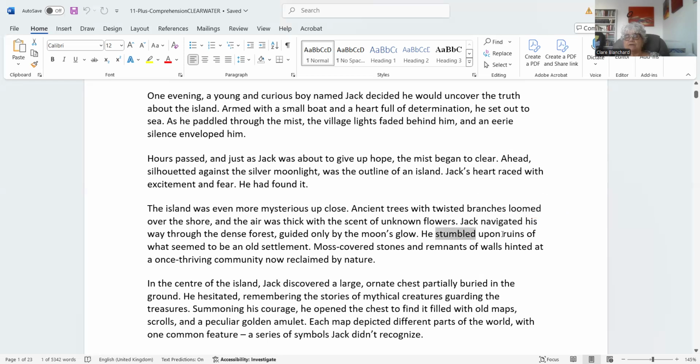The idea of ruins also adds to the air of mystery. What was this old settlement? Who lived there? What's happened to it? So the idea of ruins again adds to the mystery because we've got an unexplained set of ruins. Okay.